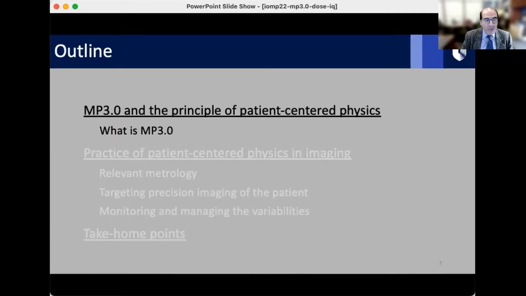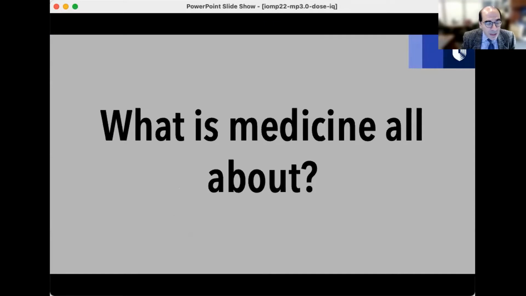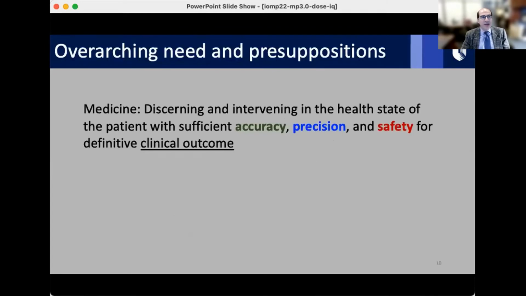So let's start with Medical Physics 3.0. Well, if you want to really understand Medical Physics 3.0, you first need to understand what medicine is all about. And I would say medicine at core is about discerning and intervening in the health state of the patient with sufficient accuracy, precision, and safety for definitive clinical outcome. So at the beginning and at the end, medicine is about the patient.